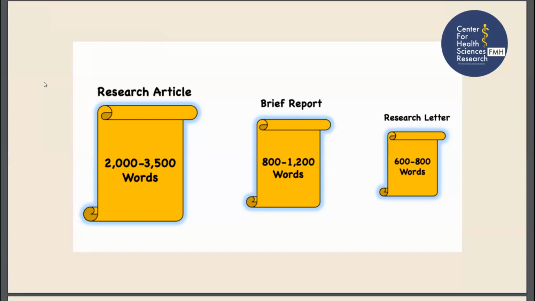The third thing is research letter. अच्छा, जो research letter होता है ना, ये सबसे छोटी form होती है. ठीक है. लेकिन इसका impact भी उतना कम होता है. But again it is a research, तो इसके जो words हैं वो 600 से 800 words होते हैं.